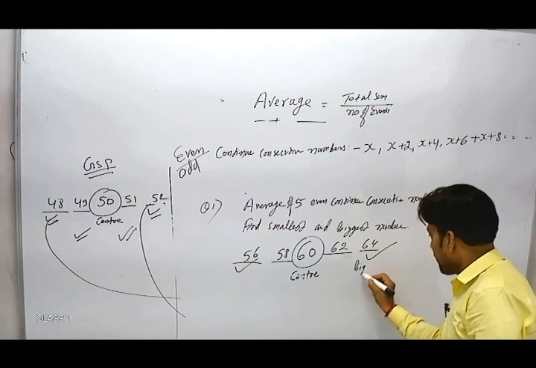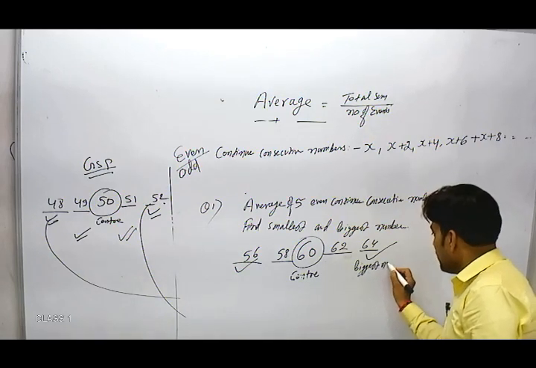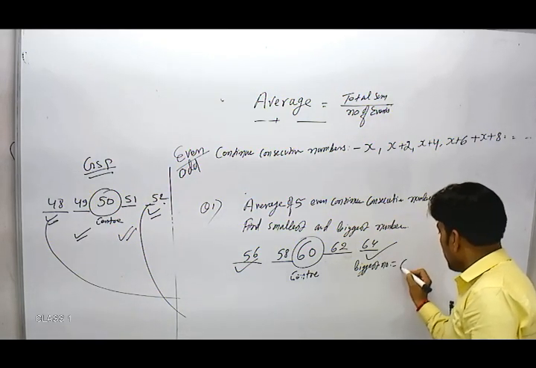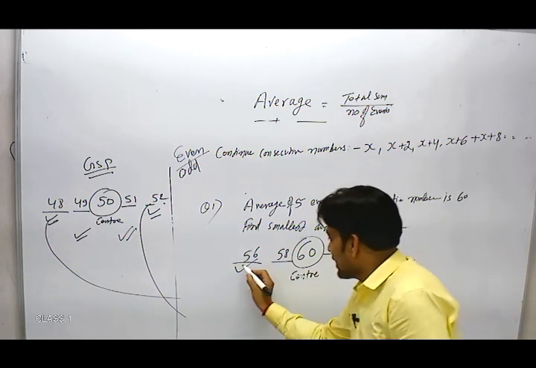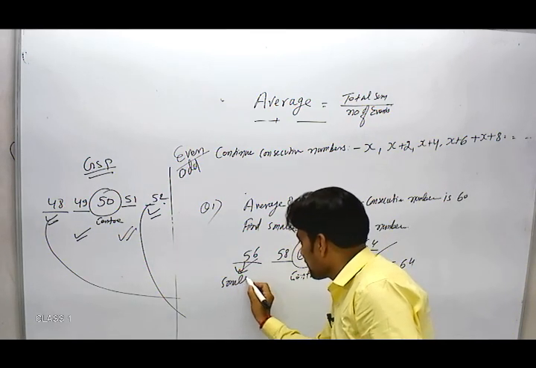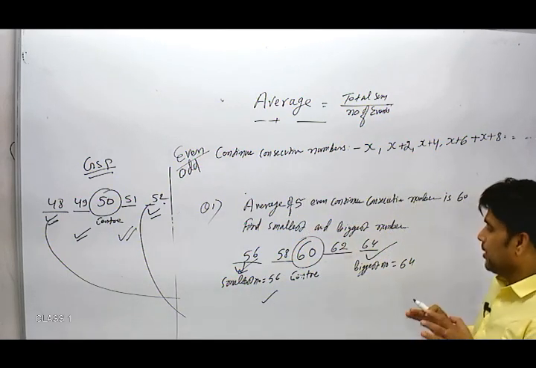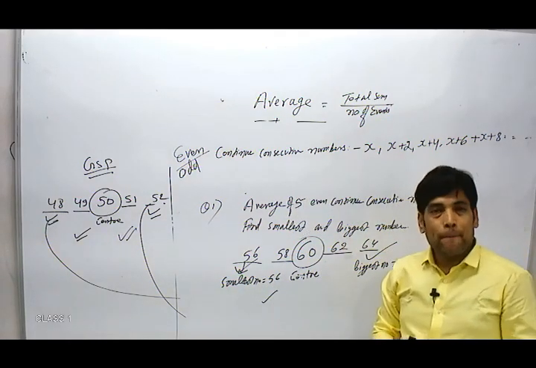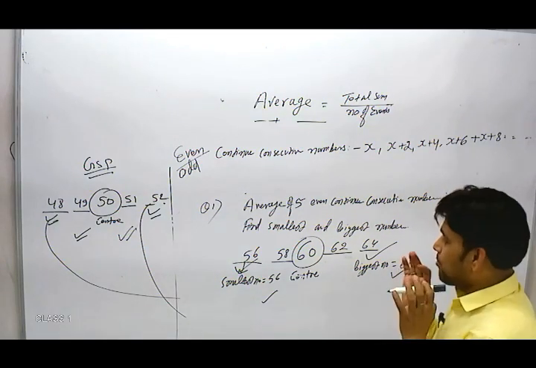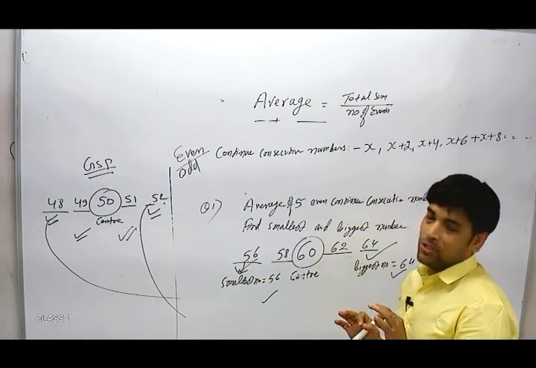So your answer: the biggest number is 64 and the smallest number is 56. Without any calculation, without any long method, you can do it within 3 to 5 seconds only.